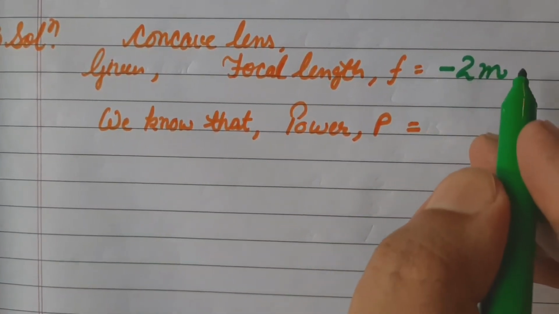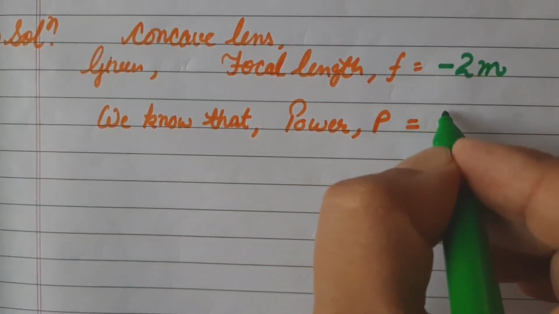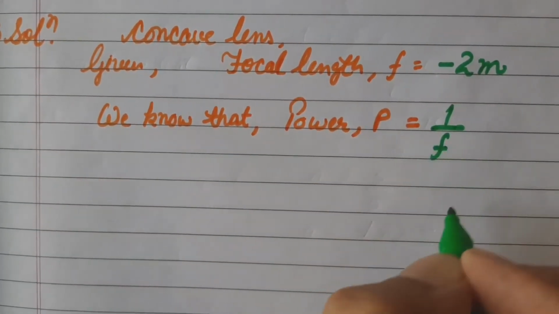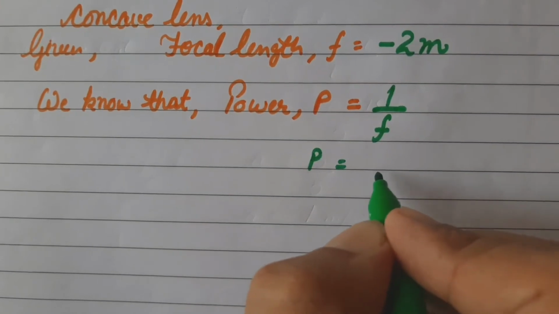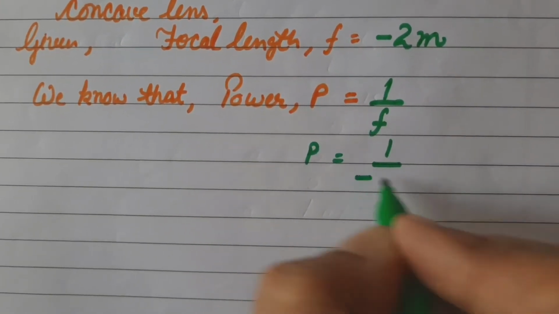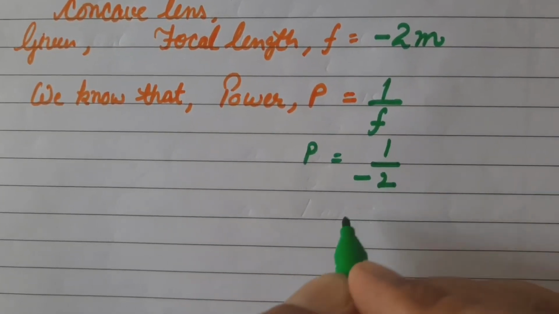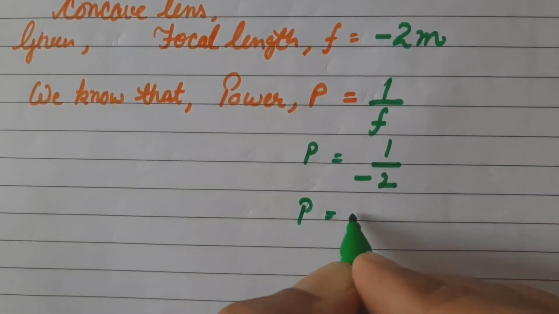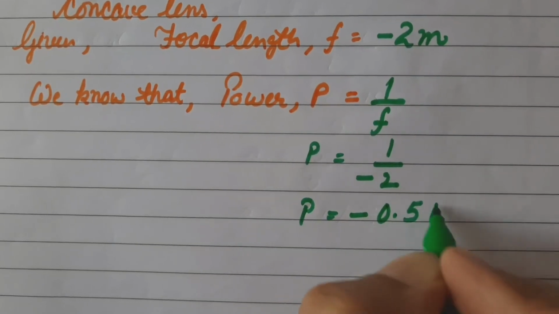We have to calculate the power. That's why our formula for the power is 1 over f. The value of the focal length is minus 2, so it is 1 over minus 2. That's why it can be written as minus 0.5 diopter.